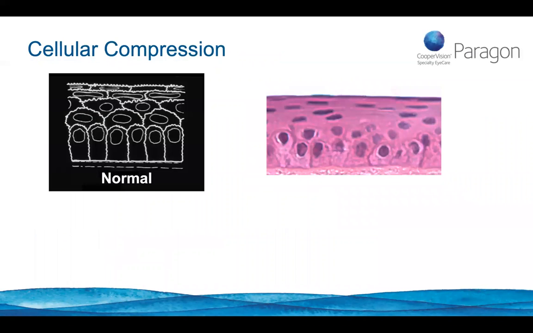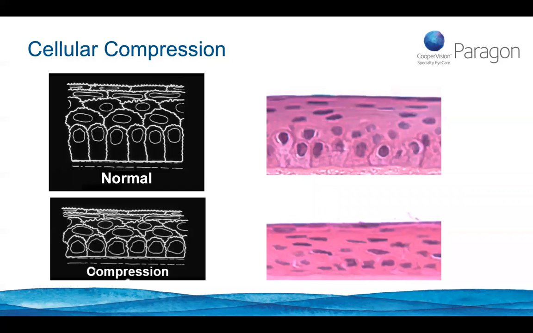So if we're wondering what happens on a cellular level, here's a diagram of normal corneal epithelial cells. And when a patient wears an Ortho-K lens, it causes central corneal compression, as you can see here, and the fluid in the central cornea moves to the mid-periphery.